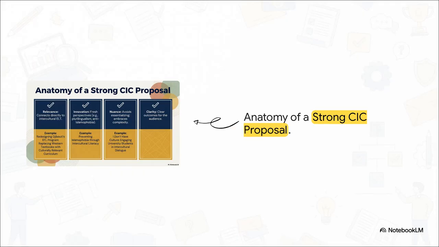So, what does a truly strong proposal actually look like in the wild? Well, a successful submission typically balances four key elements: relevance, innovation, nuance, and clarity. For example, a relevant and innovative proposal might focus on redesigning Djibouti's EFL program with a culturally relevant curriculum, instead of just relying on Western textbooks. Another really strong proposal might tackle nuanced topics, like preventing Islamophobia through intercultural literacy. The very best proposals avoid oversimplifying or essentializing cultures. They embrace complexity, and they make it crystal clear what the audience is going to walk away learning.